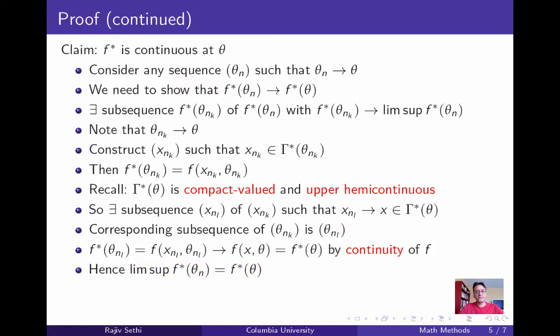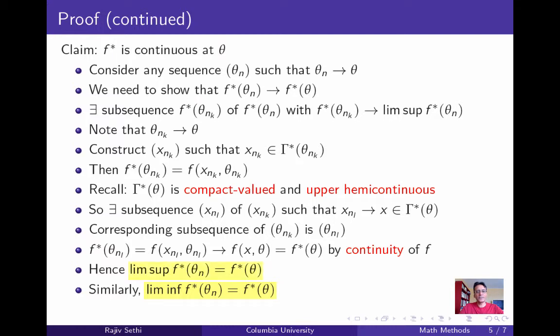Now notice that throughout this argument, we can easily replace lim sup with lim inf. That's because every real sequence has a subsequence that converges to its limit inferior. Now if you run through this argument using lim inf instead of lim sup, you'll get different sequences of parameters. So theta nk will be a different sequence of parameters, and xnk will be a different sequence of actions, and so on. But you'll reach the same conclusion. You'll find that f star of theta is equal to lim inf of f star of theta n.